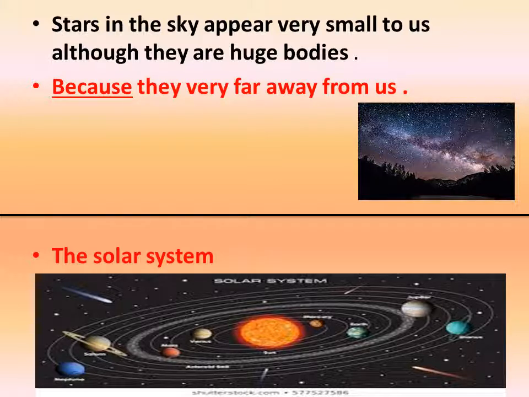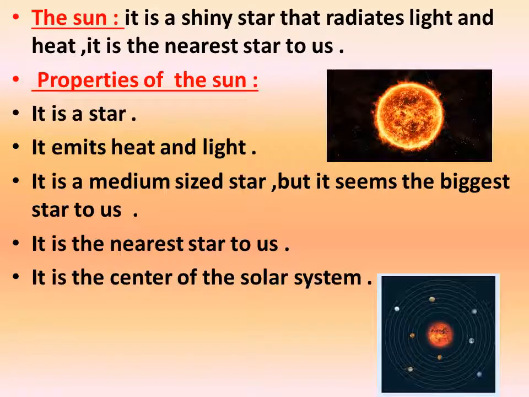Now we will study the solar system. The solar system consists of 8 planets and the sun. The solar system contains one star, and this star is the sun. The sun emits heat and light, so the sun is a star.